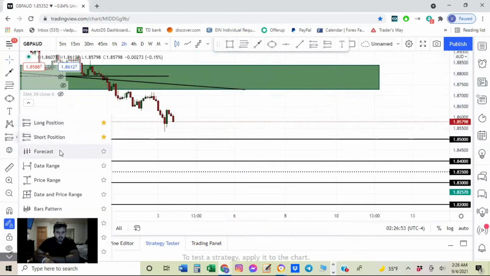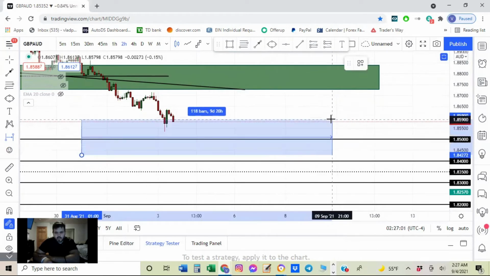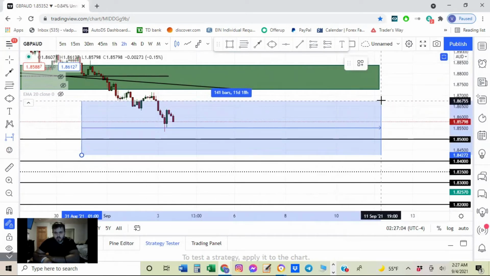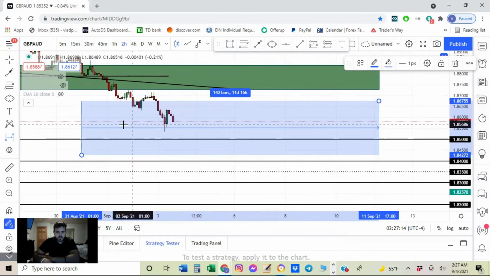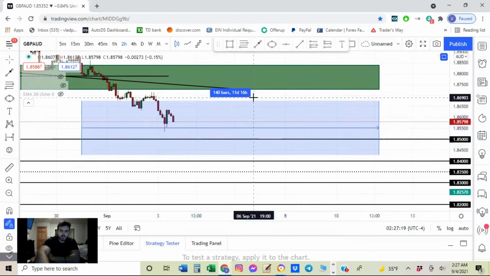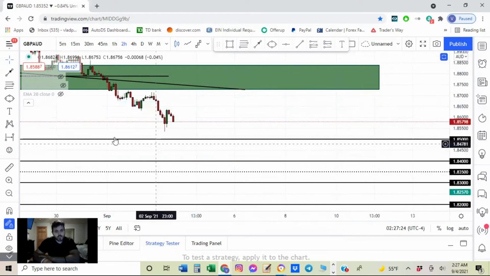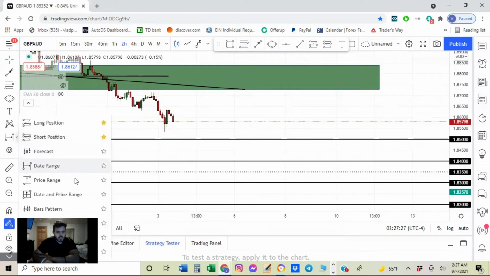All right, so we went over that, went over price range. Data range is basically price range, but the other way. So let's say you wanted to see how long a stock or a crypto pair was in a downtrend. You just go from the beginning to the end, and you see this is 11 days, 16 hours. I personally don't use that, but if you're interested, that is how it works.